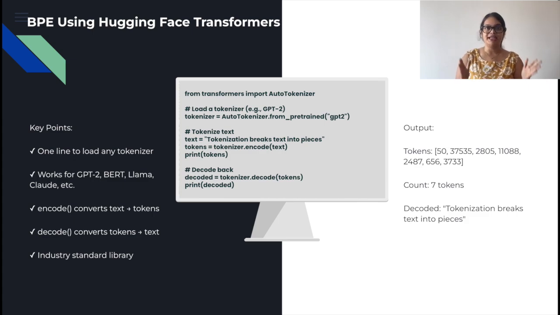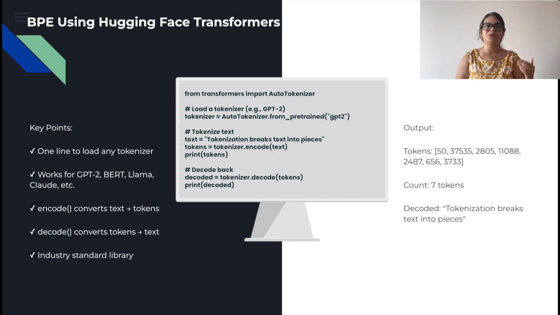Then, you tokenize your text. For example, "Tokenization breaks text into pieces." You call encode and get back token IDs. Look at the output. So there are 7 token IDs. That's BPE working. A 31 character sentence becomes just 7 tokens. That's the compression, and it brings the efficiency.